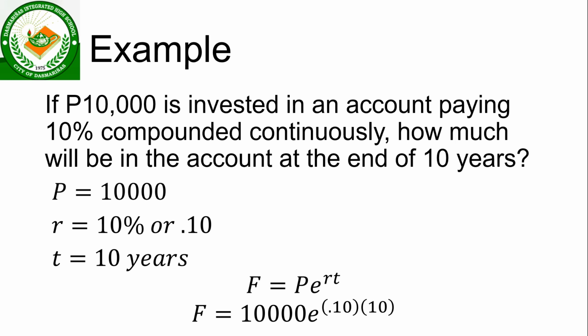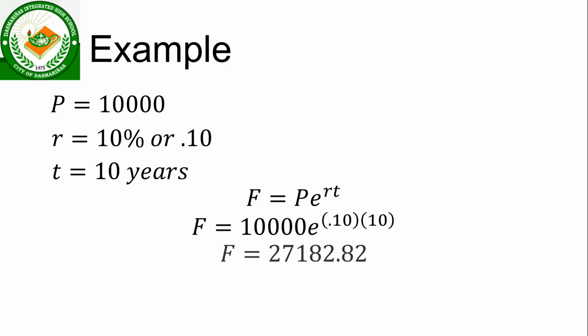And by solving this using our calculator, we have 27,182 pesos and 82 centavos. So that will be the amount after 10 years. And if we compare what we have earlier and what we have in our continuously compounded, it seems this one is higher or bigger than the previous one.